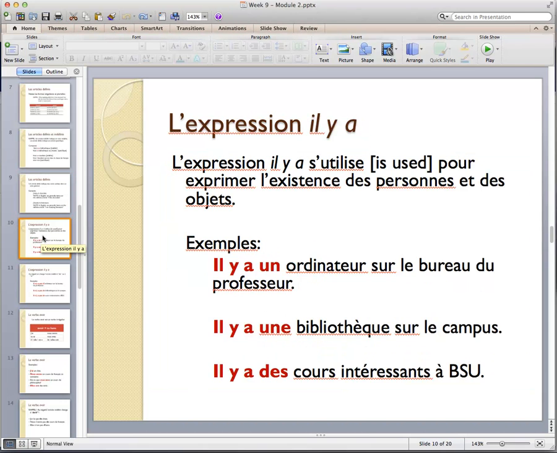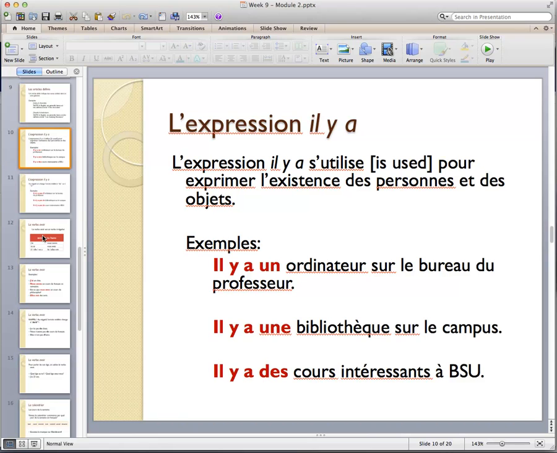The next point in our chapter was the expression il y a, both in the affirmative and in the negative. The expression il y a means simply there is. It also means there are. It's both singular and plural, and the only way you can tell the difference is in the article. In all cases with the expression il y a, you're going to use an indefinite article.